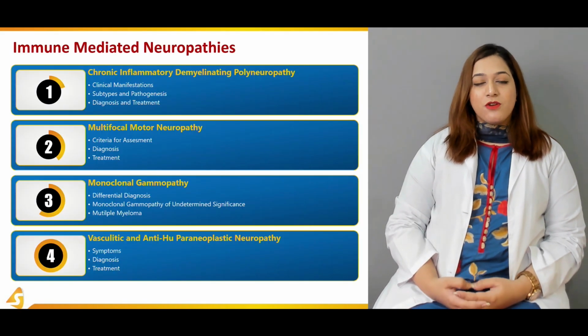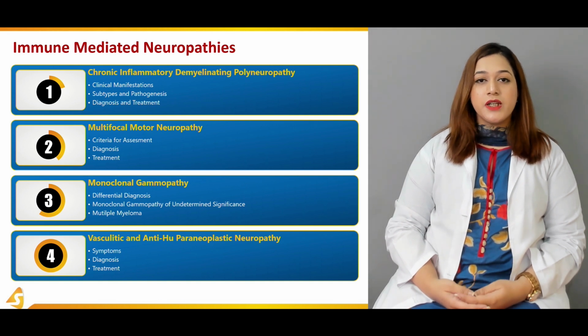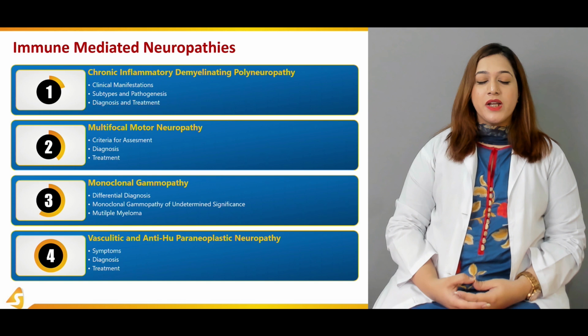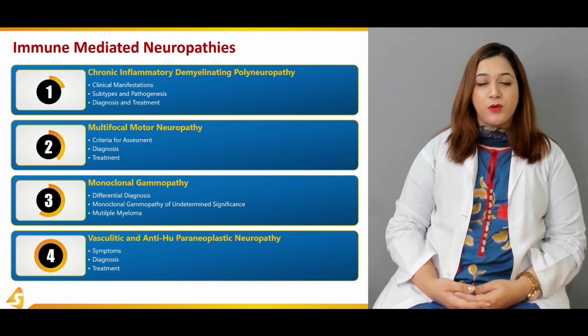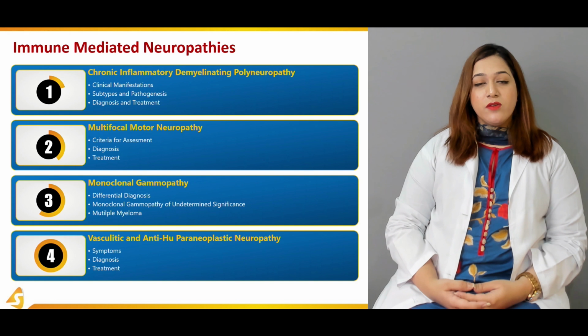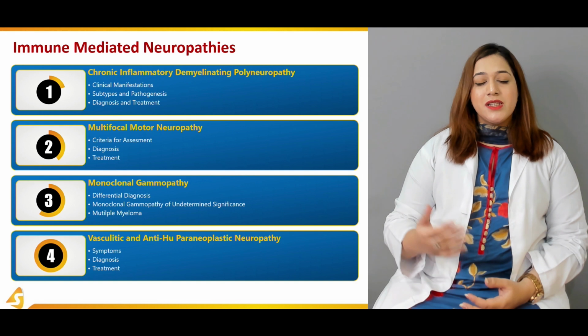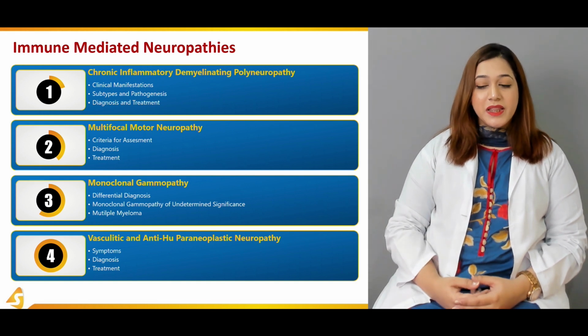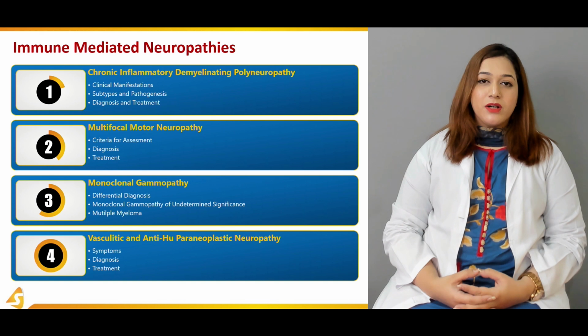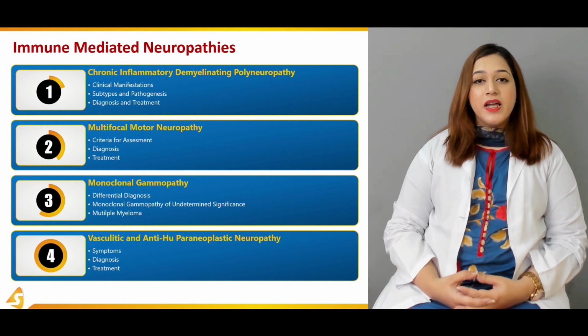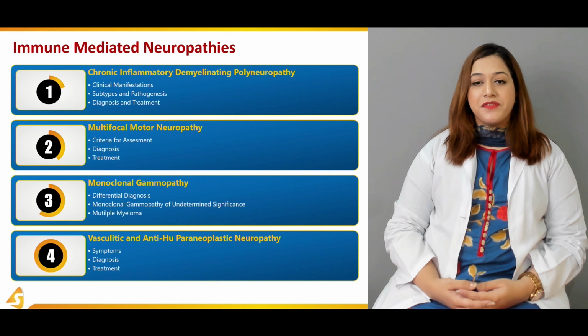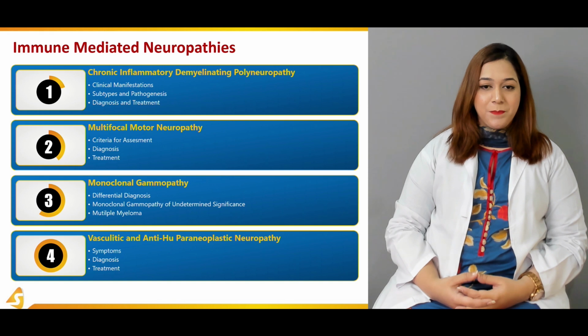Now, this lecture consists of 4 sections. The first section is about CIDP, also known as chronic inflammatory demyelinating polyneuropathy. Now, CIDP is a syndrome classically characterized by slowly progressive onset and symmetrical sensory motor involvement. In this section, we are going to talk about the clinical manifestations, the subtypes and pathogenesis of CIDP, and we will see how we can diagnose and treat this neuropathy.